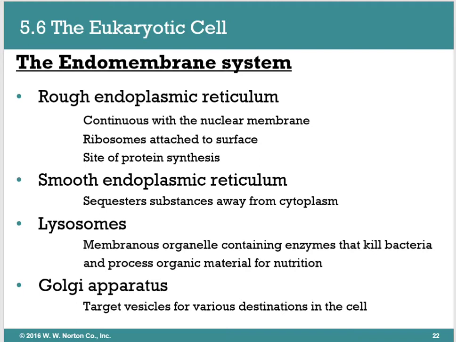And then lysosomes, these guys contain enzymes that are specific to killing bacterium, and then also they can process organic materials for nutrition for the cell. And then the Golgi apparatus, this is a target vesicle, which for various destinations of the cell. So he also helps with telling substances what their final destination is. So kind of similar to the smooth ER.